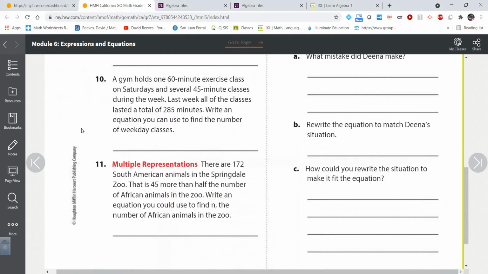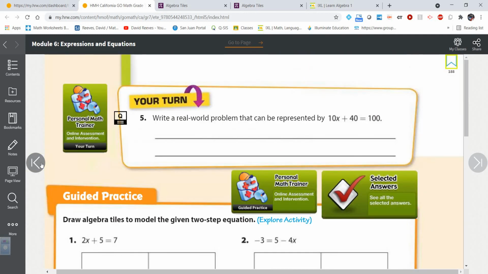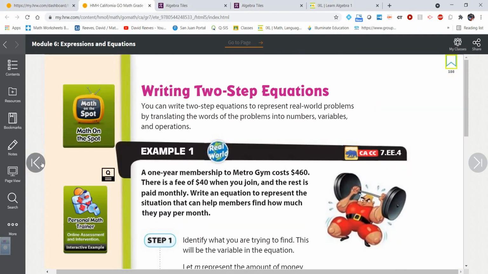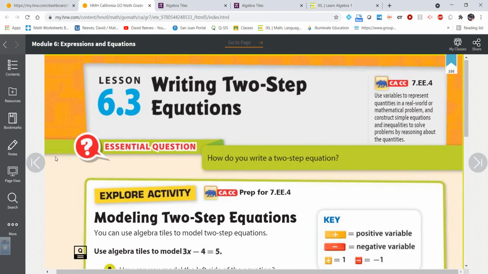Okay, all right, so that's going to end this video on writing two-step equations. Soon, you know what we're going to do. We're going to put this writing and solving together, and we're going to do some problem solving with two-step equations. But we'll save that for next time.